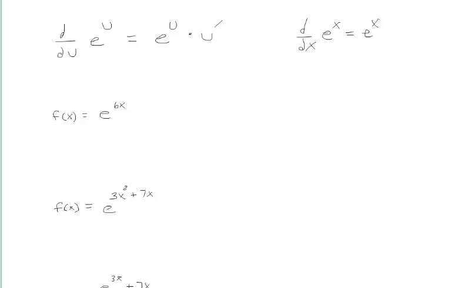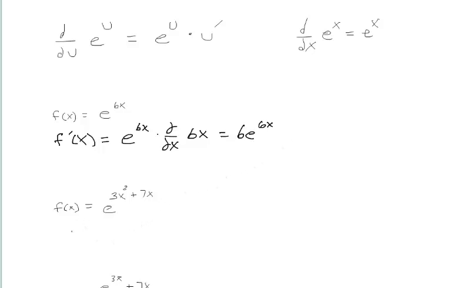We have f(x) is equal to e^(6x). And f'(x) then is equal to the rewrite times d/dx of 6x, which is equal to 6. So we have 6e^(6x). So it's important not to forget to take the derivative of the exponent.